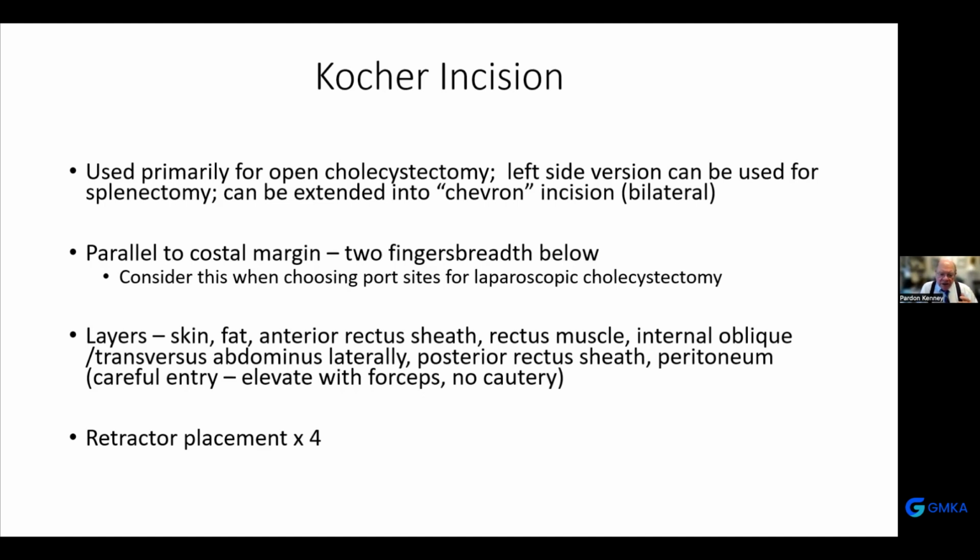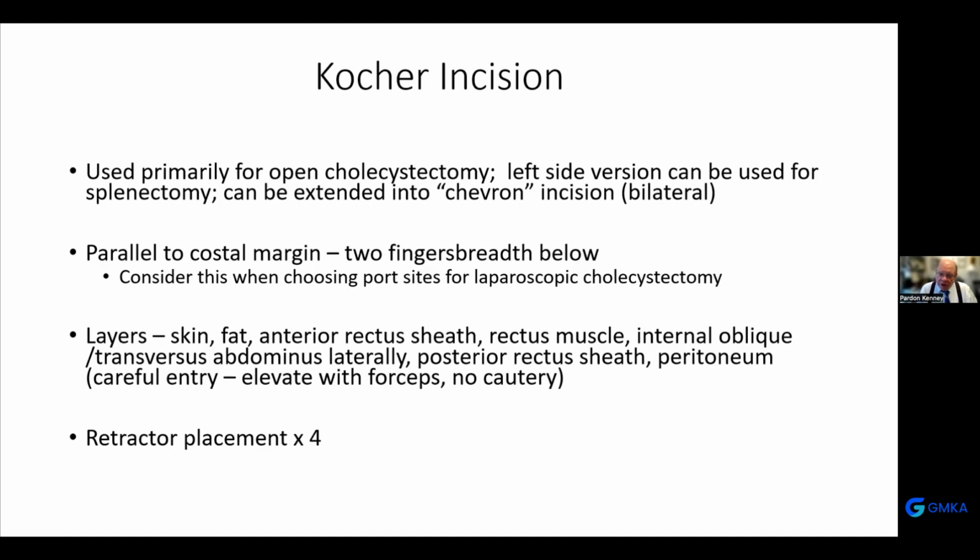The key issue is it is parallel to the costal margin on the right side or left, and you want to make sure that you've got 2 finger breadths below the ribs when you make that incision. I put on this slide that you have to consider this when you're choosing your port sites for laparoscopic cholecystectomy. Why does that matter? Well, in those patients where you need to convert from the laparoscopic to the open surgery, you're going to make a Kocher incision.